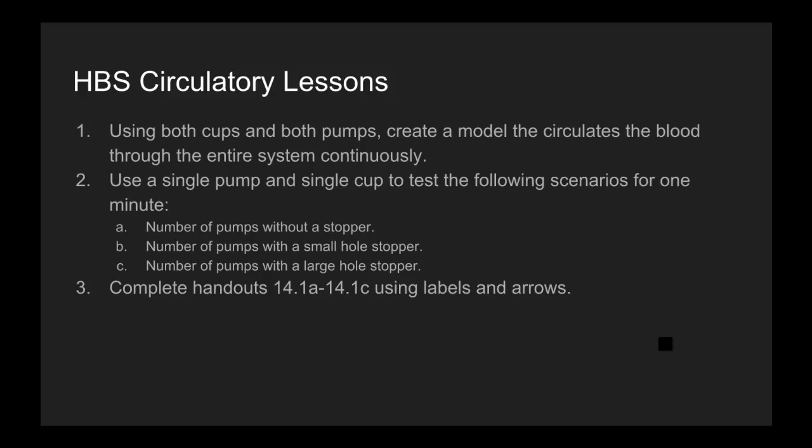And then there are some handouts, 14.1A through C, which give you a chance to model using labels and arrows what you learn from the activity. Tomorrow we'll come back and work on those some more in terms of identifying oxygen-rich and oxygen-poor blood areas, and apply that to what we did with our respiratory lessons.